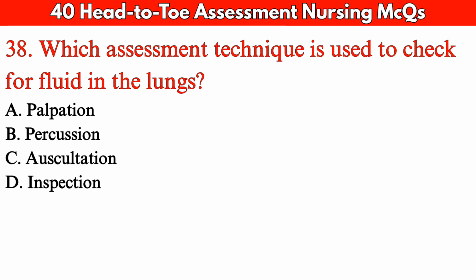Which assessment technique is used to check for fluid in the lungs? A. Palpation, B. Percussion, C. Auscultation, D. Inspection. Correct answer C. Auscultation. Auscultation is used to listen to lung sounds and can detect abnormal sounds such as crackles or rales, which indicate fluid in the lungs. Palpation checks for masses or tenderness, percussion helps assess underlying structures, and inspection observes breathing effort and symmetry.